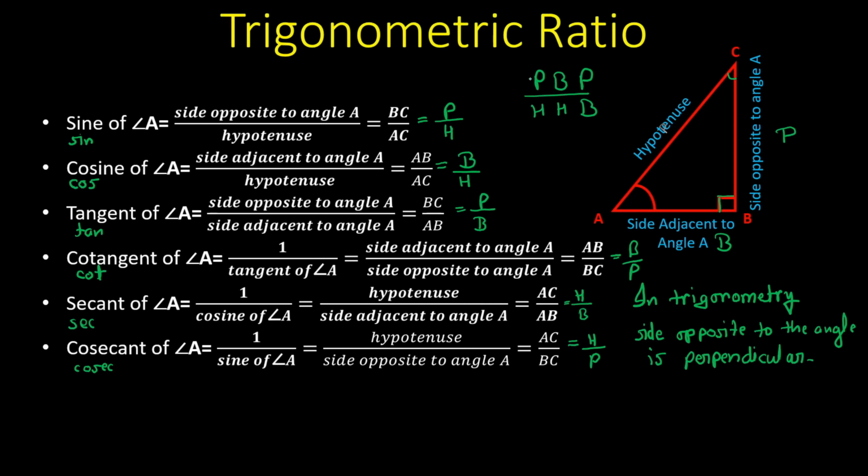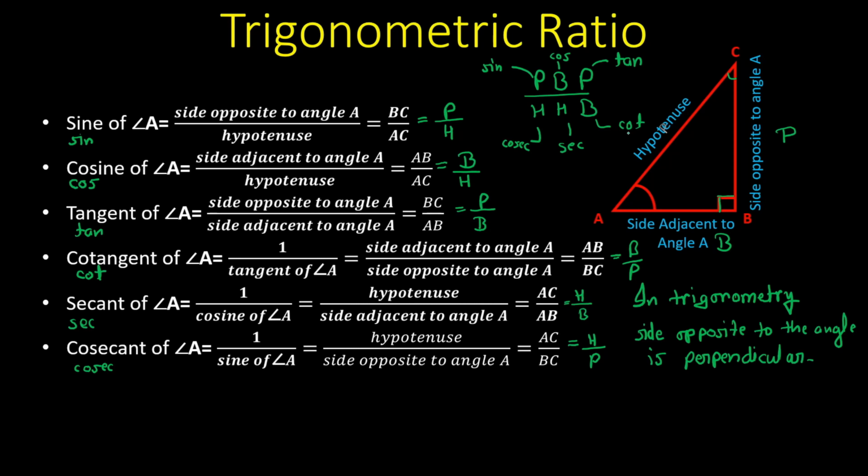So P upon H, it is sine, and this one is cos, and this one is tan. You have to just remember the serial: sine, cos, tan, and then cot, sec, and cosec. So sine will be P upon H, cos will be base upon hypotenuse, and tan will be perpendicular upon base.